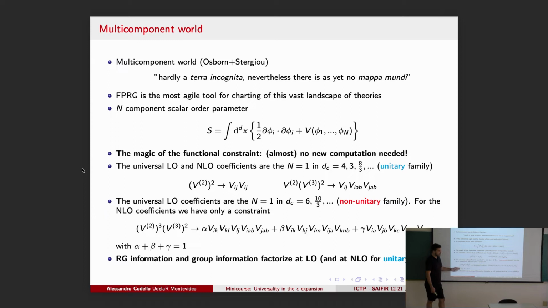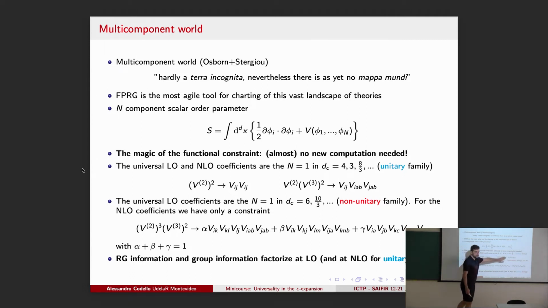So in this case, for the next to leading order in the non-unitary family, we have only one constraint, and so we really need to make some additional computation. But for the leading and next to leading, which means all the information which is universal in this family, which is the one that interests us the most, there is no need for any additional computation.